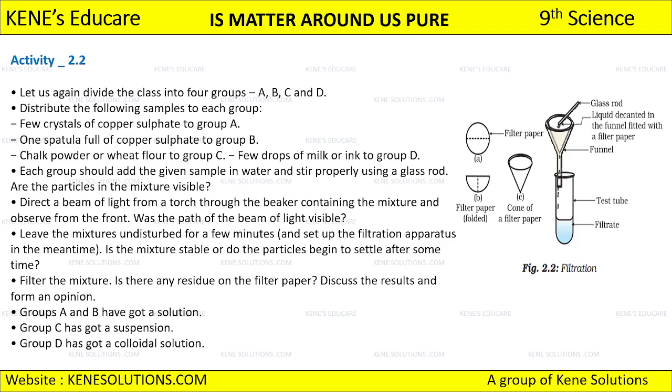Then we have to stir it properly using a glass rod and filter it using the filter paper. The filtration mechanism is very well explained over here, so I want you all to go through this. When you do this, you become aware that groups A and B have got a solution, group C has got a suspension, and group D has got a colloidal solution. I just want each one of you to please go through it once.